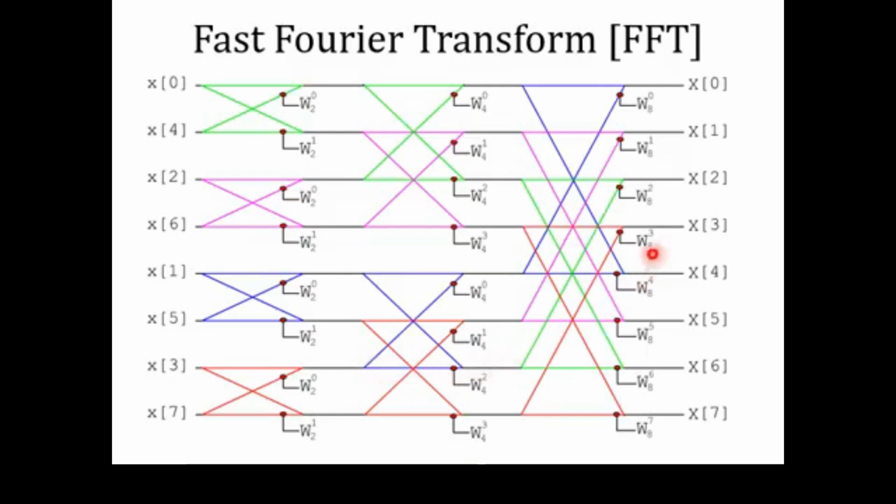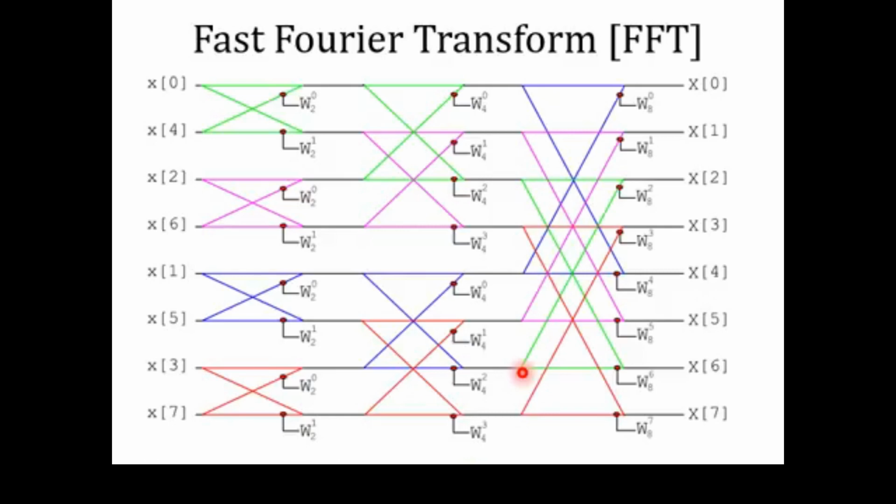Similarly, let's take an example of this green color butterfly operation. This green color butterfly operation also contains two twiddle factors. The first twiddle factor is W8^2, which is on the diagonal line of this butterfly, while the second twiddle factor W8^6 is on the straight line of this butterfly operation. So the conclusion is, in every butterfly operation we will have two twiddle factors. One twiddle factor will be on the diagonal line, while the second twiddle factor will be on the straight line.